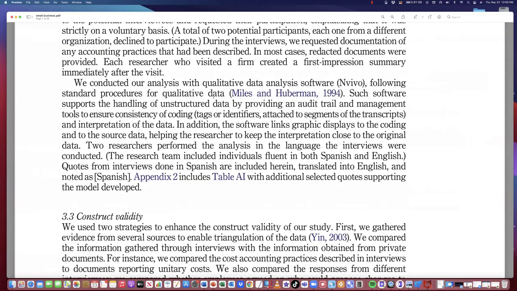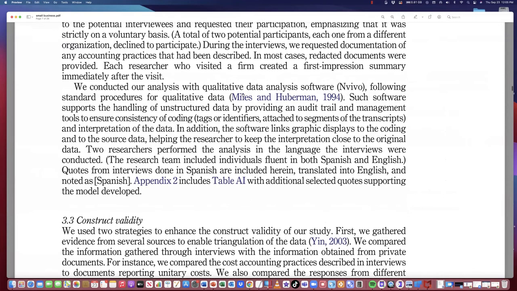So this is an actual good one. Now, we conducted our analysis using qualitative analysis software, NVivo, the one I was thinking about using to help, following the standard procedures for qualitative data. Why are they quoting? They're quoting Miles and Huberman. So at least you realize that I'm using the right way to explain things to you.